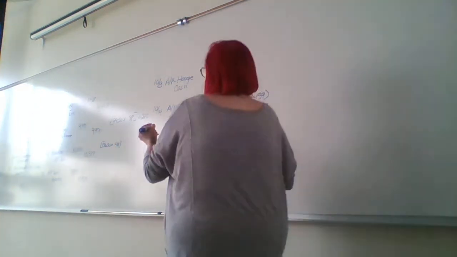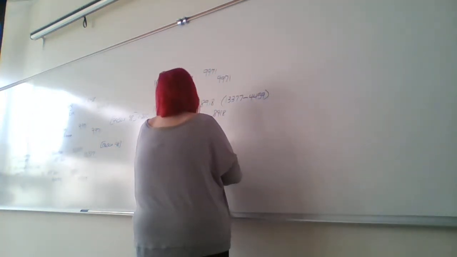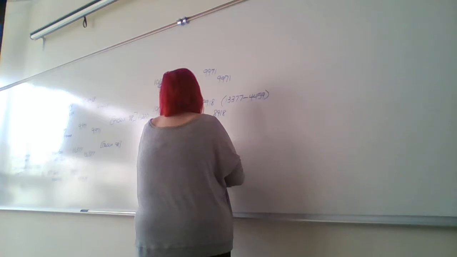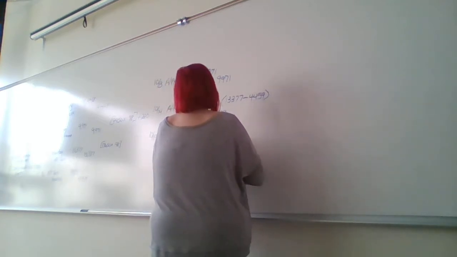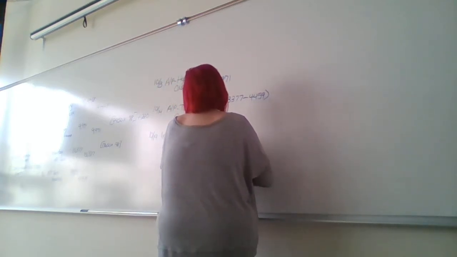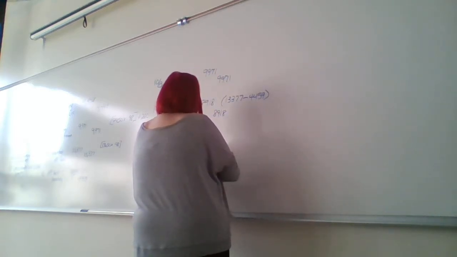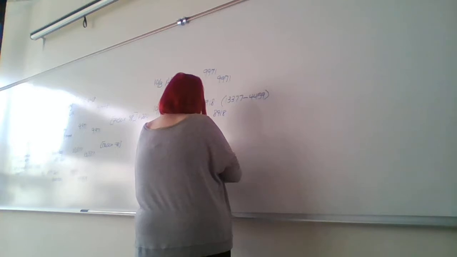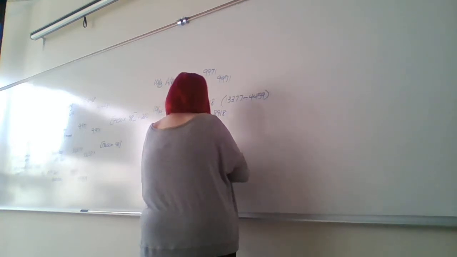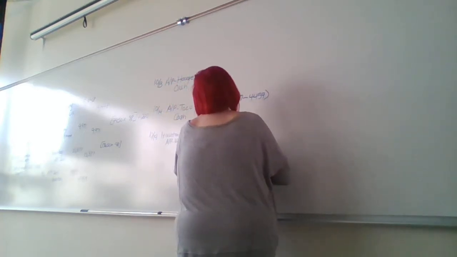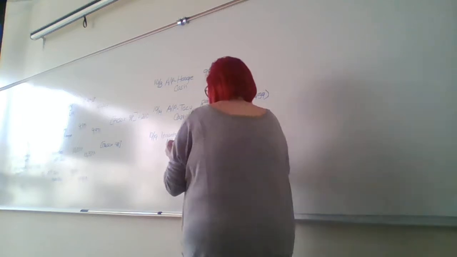So what account am I going to debit? Inventory, for what amount? $27,300, and I'm going to credit accounts payable, to who? Veggie, for $27,300.